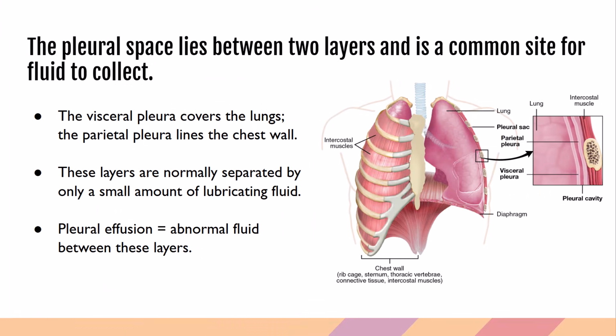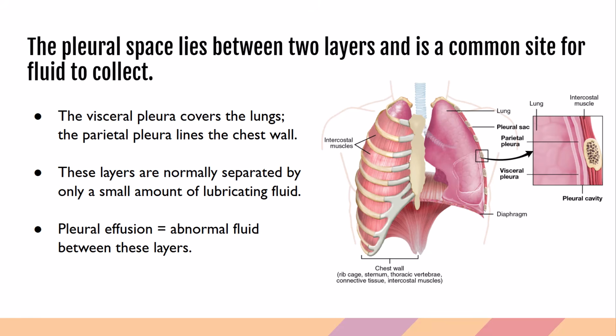The pleural space is a key focus in lung ultrasound because fluid often collects here. The pleural space is the thin gap between the visceral pleura, which covers the lungs, and the parietal pleura, which lines the chest wall. In healthy patients, only a small amount of lubricating fluid exists in here to reduce friction. However, this is a common site where fluid can abnormally accumulate, what we call a pleural effusion. So recognizing this space and identifying changes in it are central to interpreting lung ultrasound, especially in trauma or heart failure patients.